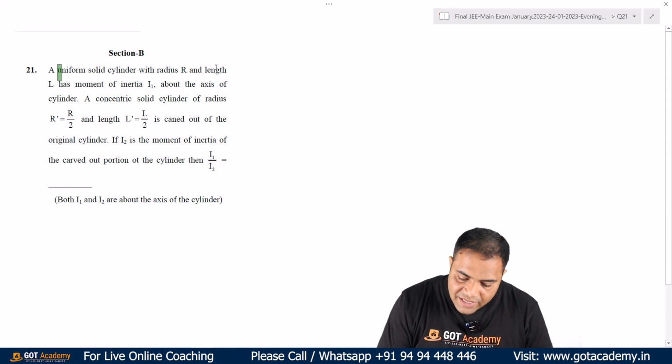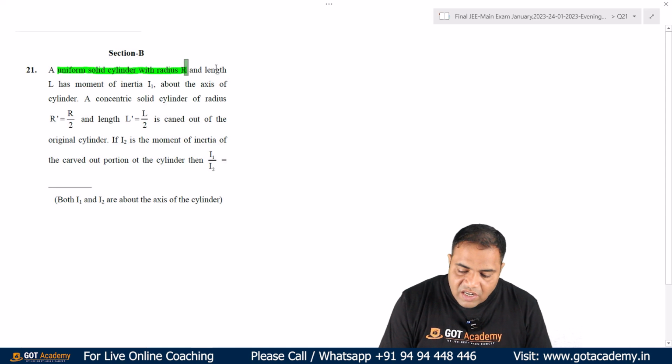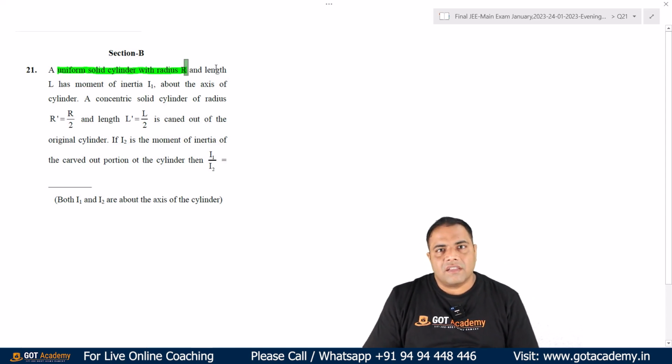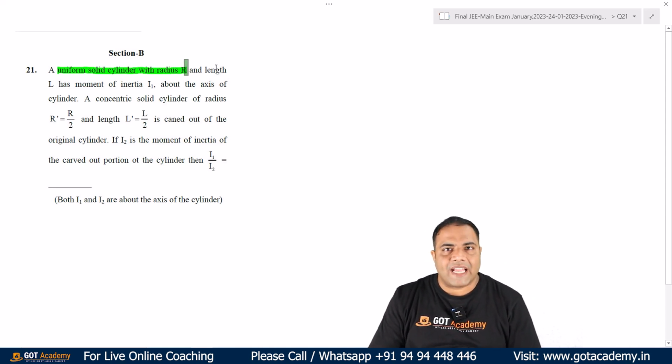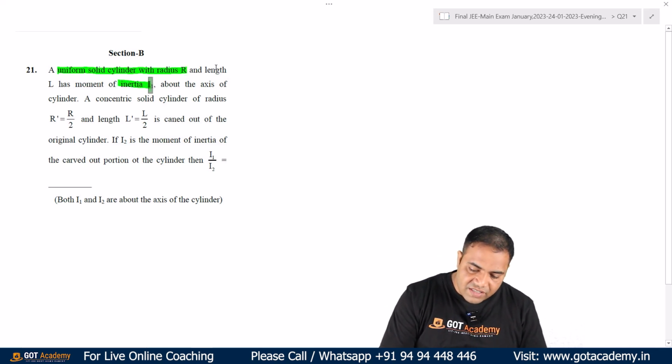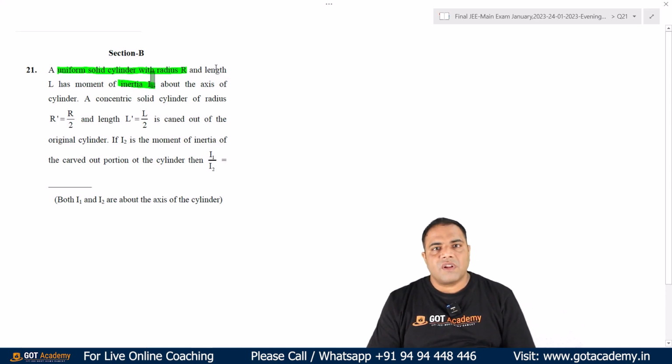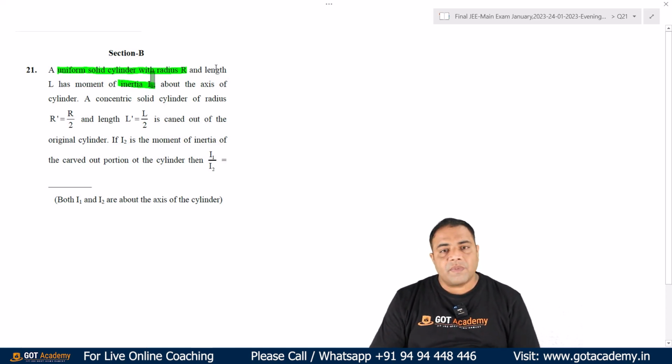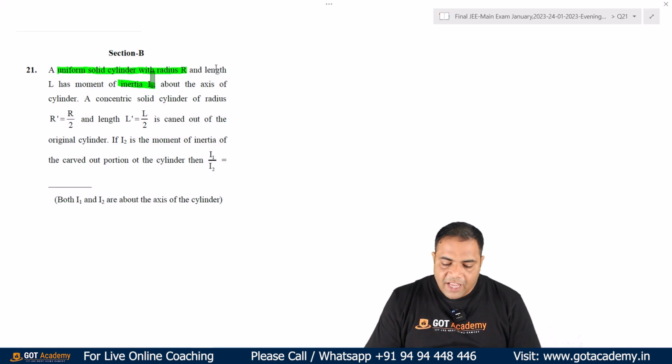A uniform solid cylinder with radius r. So by just looking at this statement, you could get an idea that this question belongs to system of particles, in that inertia. And length L has a moment of inertia. See, look here, inertia is given, I1. So, no doubt this is from inertia subtopic, and the chapter here it is system of particles. A concentric solid cylinder of radius.